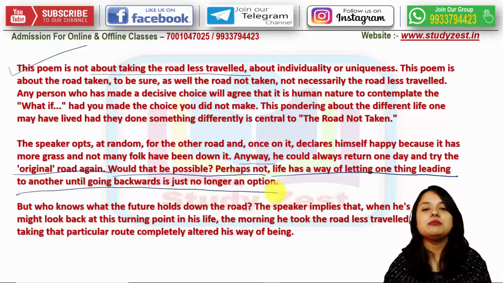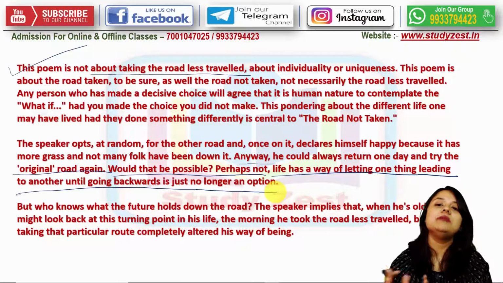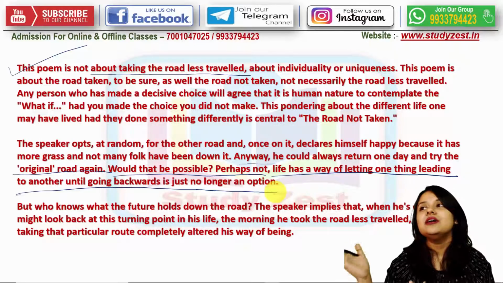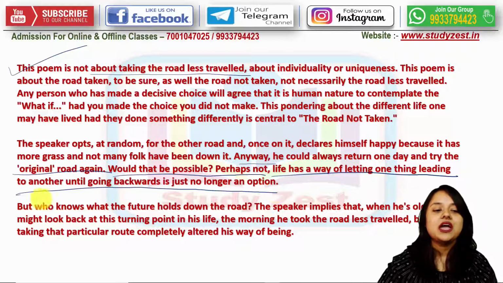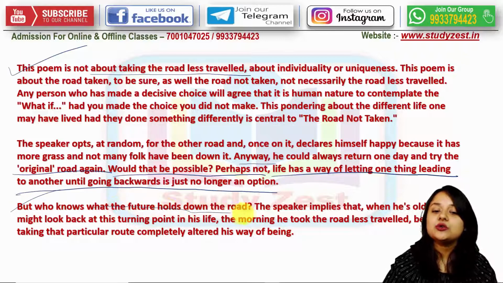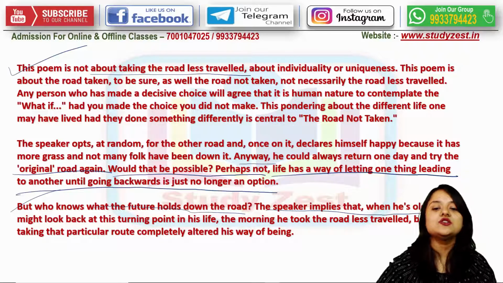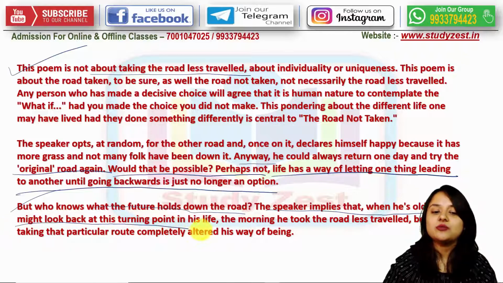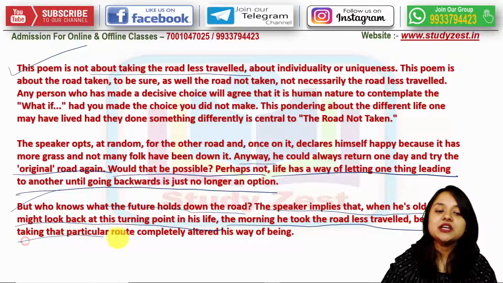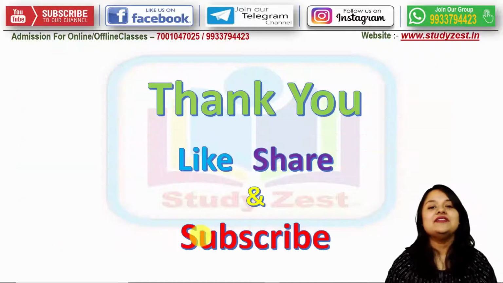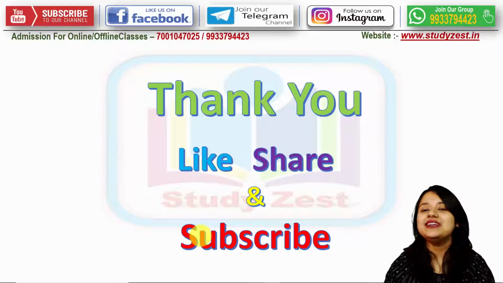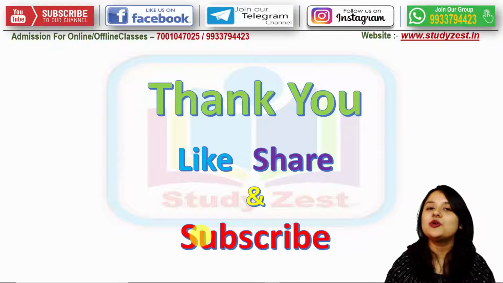Obviously, whenever I choose a path, life will take me from one place to another, and there is maybe a 1% chance that I can come back to the place I started from. But who knows what the future holds down the road. The speaker implies that when he is older, he might look back at his turning point in life, the morning he took the road less traveled, because taking that particular route completely altered his way of living. And with that, I would like to conclude the analytical and explanation part of the poem The Road Not Taken.